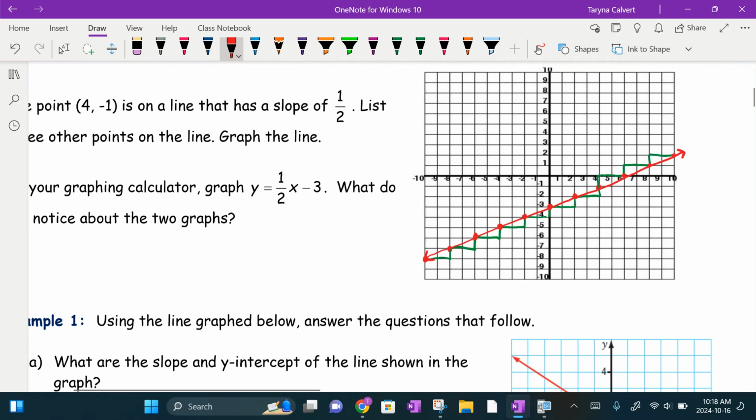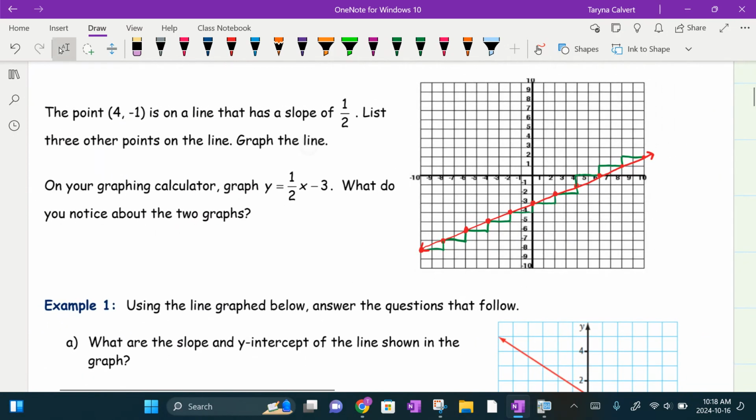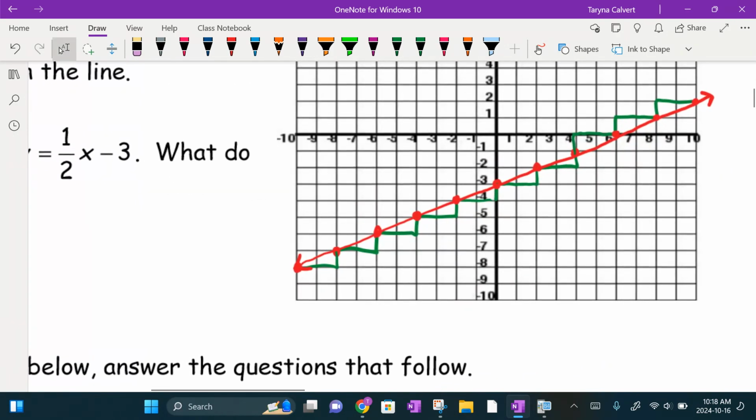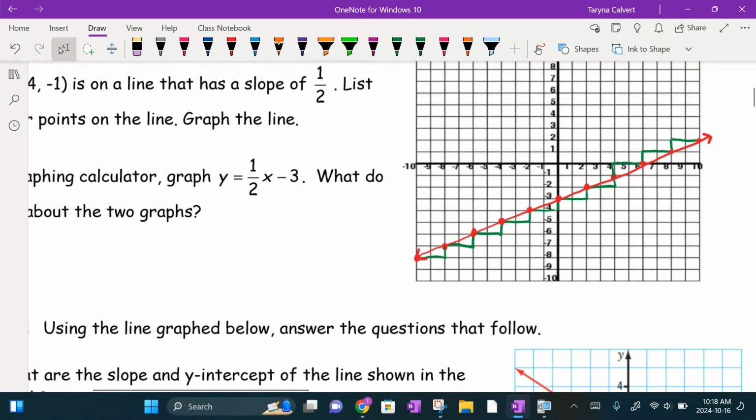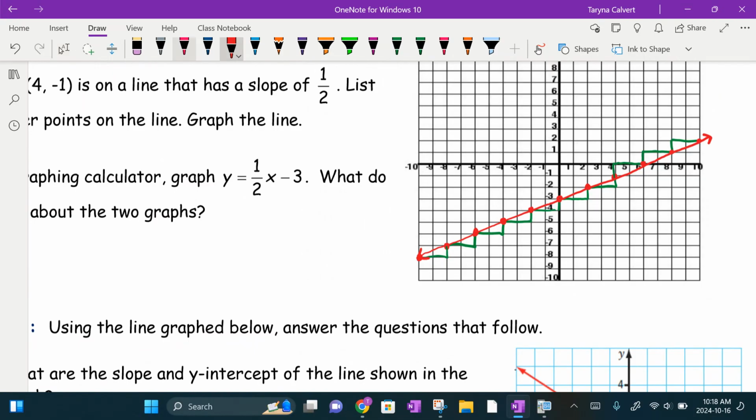You pick which points you want. Pick any 3, because how many do we have now? 2, 4, 6, 8, 10, so 9, because we can't use our original point. So pick any 3, I don't care. I'm going to use (0, -3), (6, 0), and (8, 1).